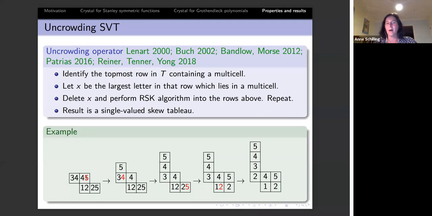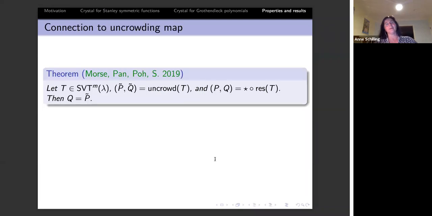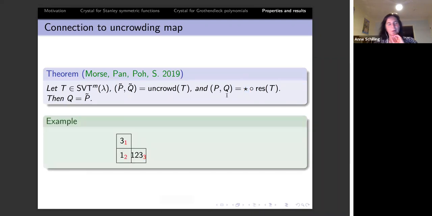And again, it's the natural question: since we have crystal operators on the skew tableau, does that intertwine with the crystal on these? In fact, that's already in the paper by Monical, Pechenik, and Scrimshaw. They already proved that the crystal intertwines with this uncrowding. But there's one extra connection. Since we introduced the star insertion, we have the following claim. And again, I'm going to do it in terms of an example.